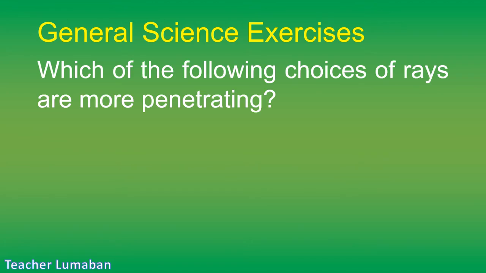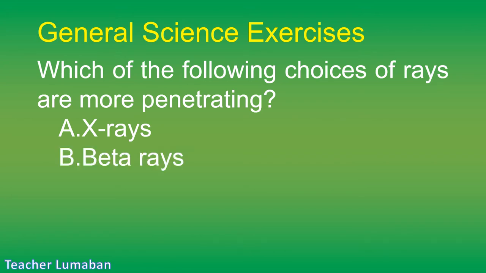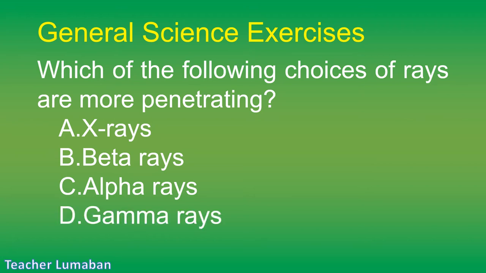Which of the following choices of rays are more penetrating? Letter A, X-rays. Letter B, beta rays. Letter C, alpha rays. Letter D, gamma rays. Choose the suitable answer to the following choices in 5 seconds. 5. 4. 3. 2. 1.